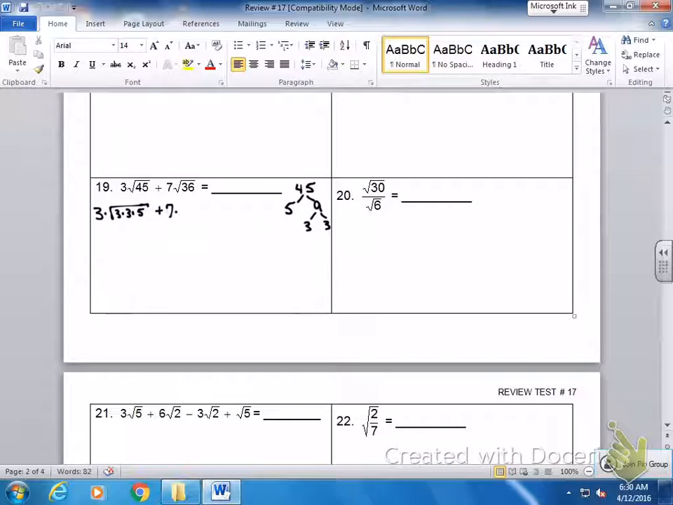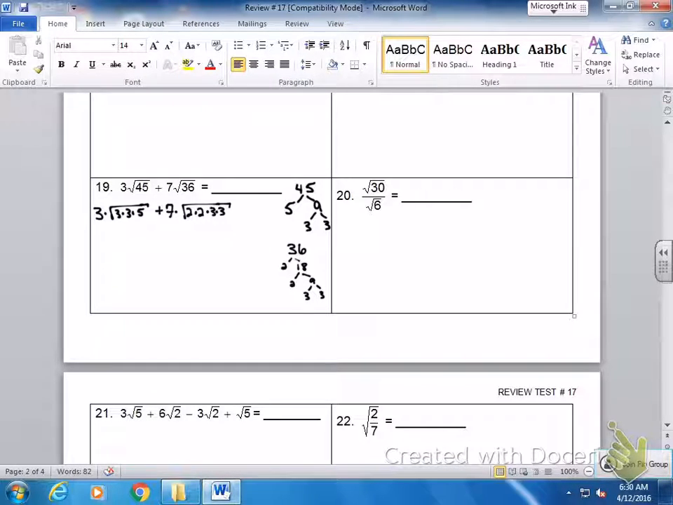Plus 7 times, we need to factor 36. It's even, so I can take out a 2, and that leaves me an 18. I can divide that again by 2, and this time I get 9. And again, we've seen this one, that's 3 and 3. And guys, when you're factoring on your test, make sure you haven't already factored it. It could make your life a little bit easier. So I have 7 times the square root of 2 times 2 times 3 times 3.